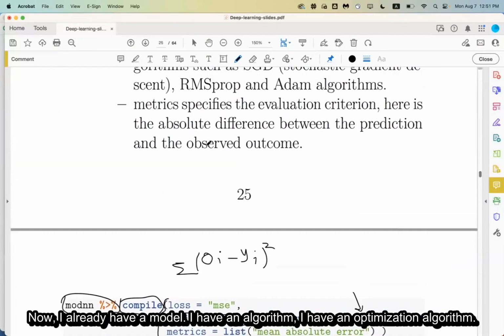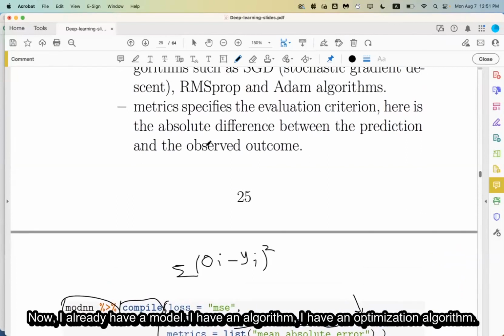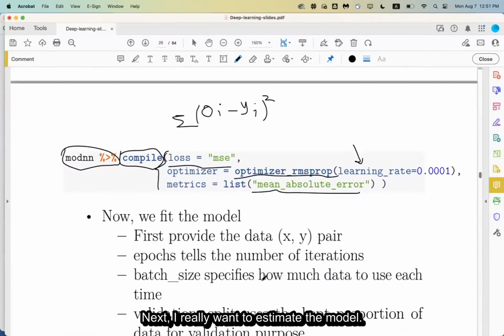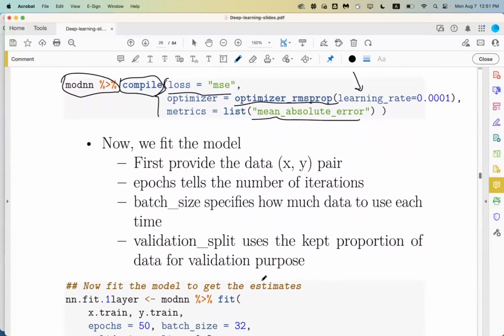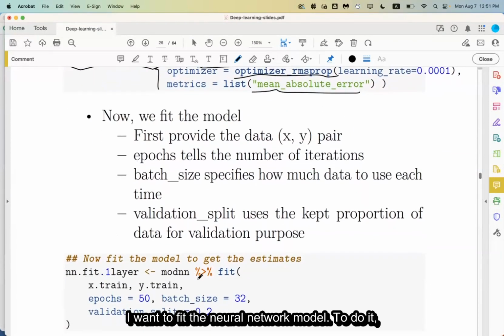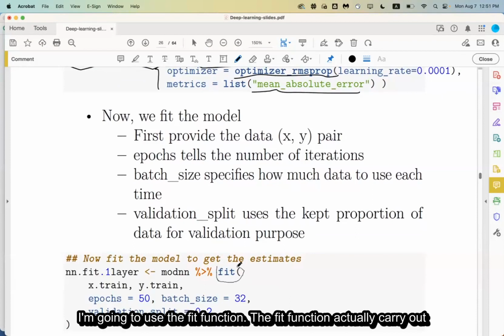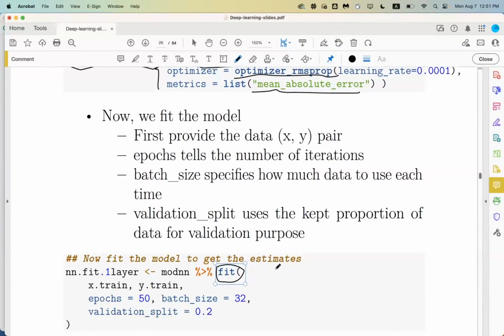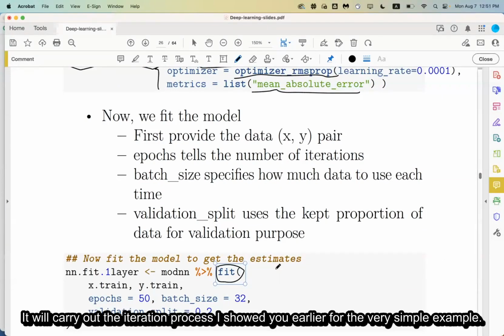Now I already have a model. I have my optimization algorithm. Next, I really want to estimate the model. In regression analysis, we know we can use a linear model to fit the model. Now, I want to fit the neural network model. To do it, I'm going to use the fit function. The fit function actually carries out the fitting process. It carries out the iteration process I showed you earlier for the very simple example.